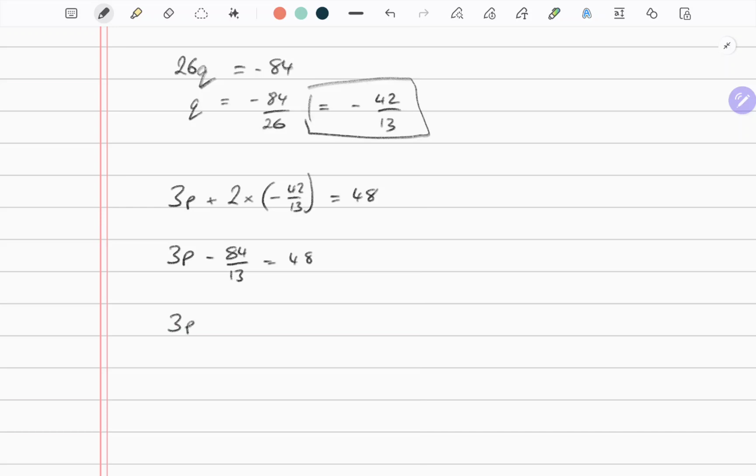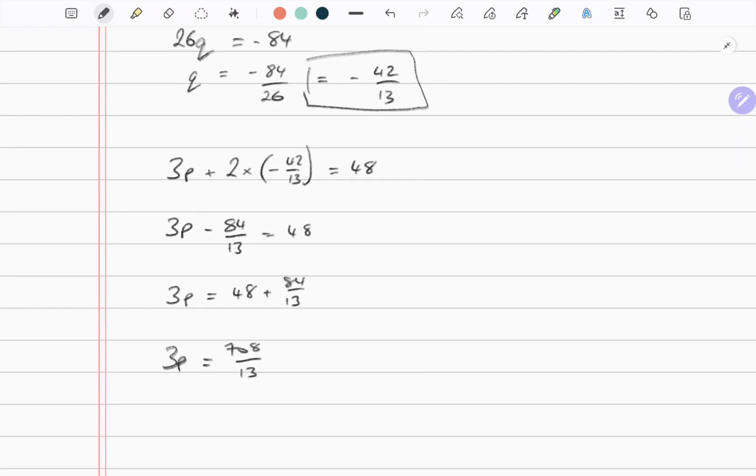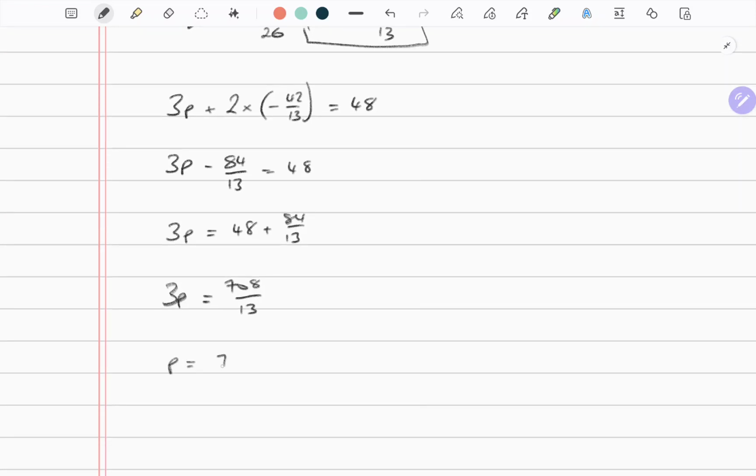And then for 3p, we're going to add that 84 over 13 to both sides. So 3p is equal to 48 plus 84 over 13. It does get a little bit messy with fractions. So let's try and tidy this up a little bit more. 3p is equal to 708 over 13. So therefore, p is equal to 708 over 3 multiplied by 13, which is 39. So that's the value for p there.